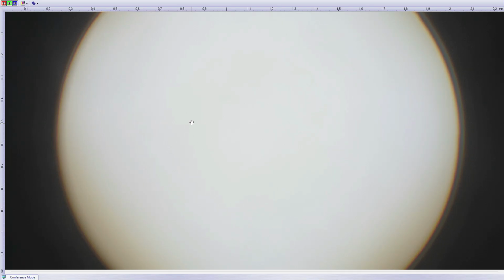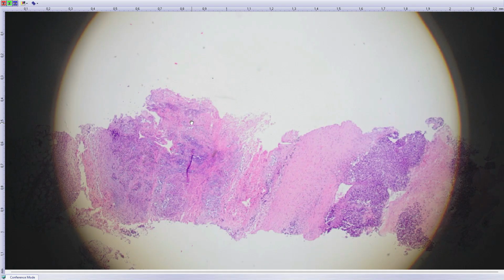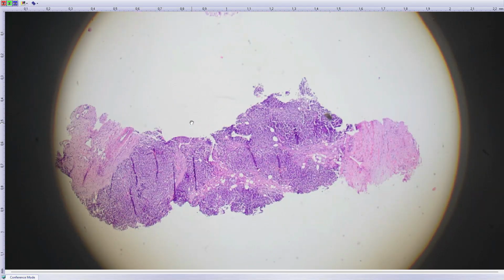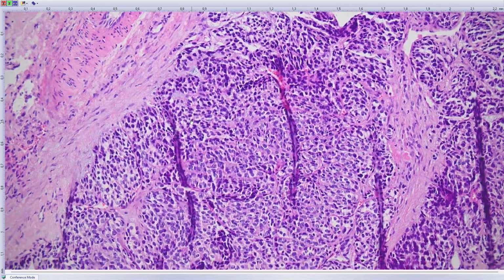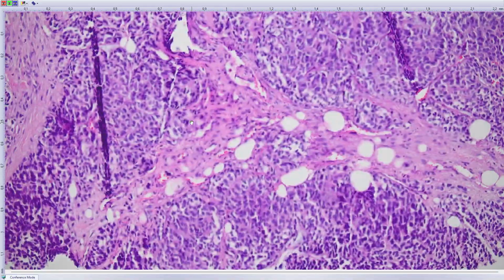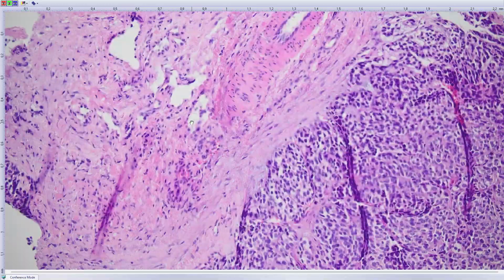Okay, this is a case I still have to sign out. It is a young man, 18 years old, with a tumor in the gluteal area. We have these small punch biopsies and something really ugly is growing here. So basically a small round cell tumor, with this kind of nested arrangement.